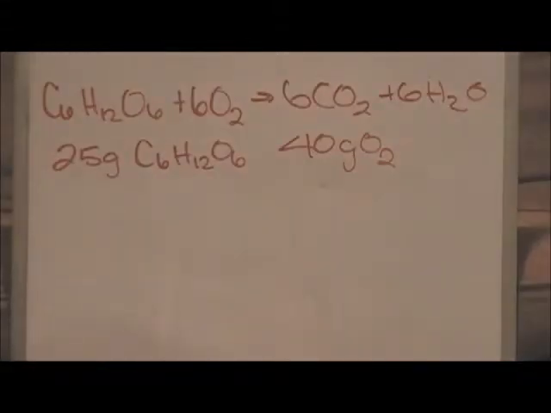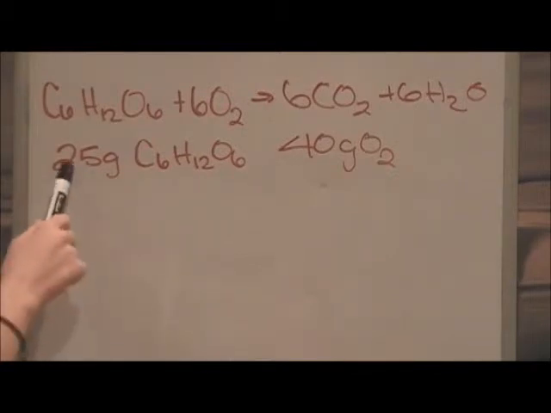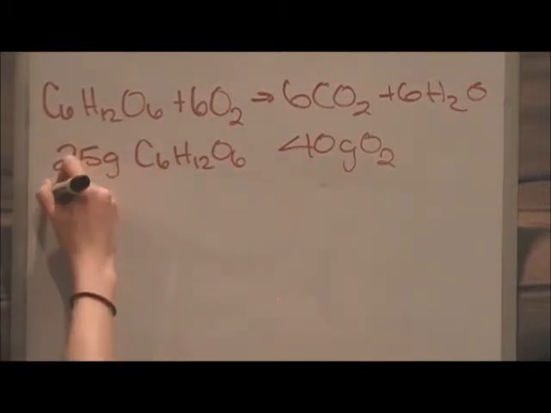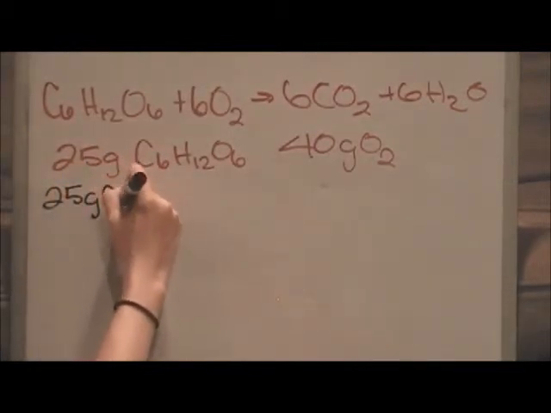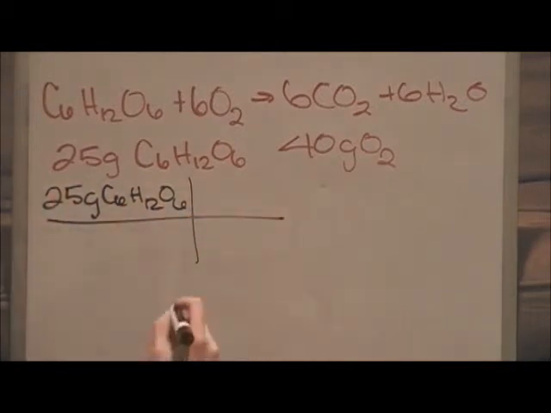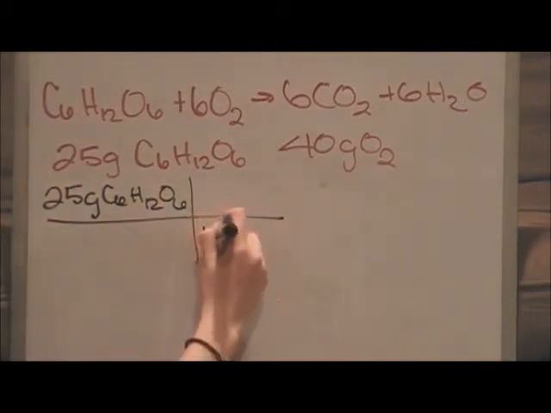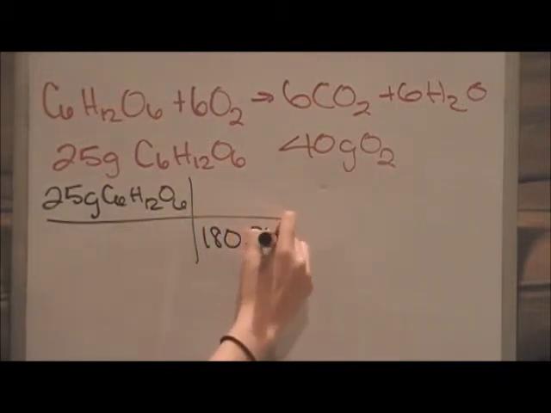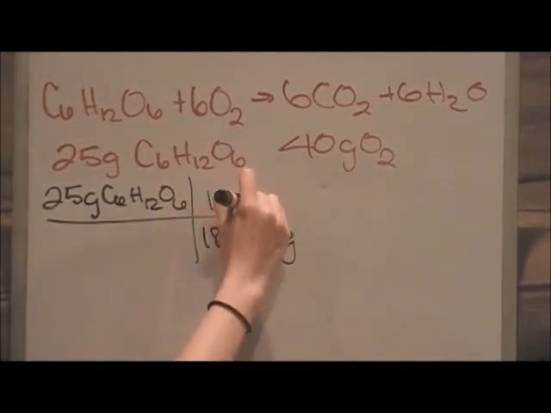Now we're going to use our balanced equation to do a limiting reactant problem. We're given C6H12O6 plus 6 H2O yields 6 CO2 plus 6 H2O, and we're given 25 grams of C6H12O6 and 40 grams of O2. Our first step is to convert the grams to moles. We're going to take our 25 grams of C6H12O6 and divide that by the mass on the periodic table, which is 180.06 grams per mole.